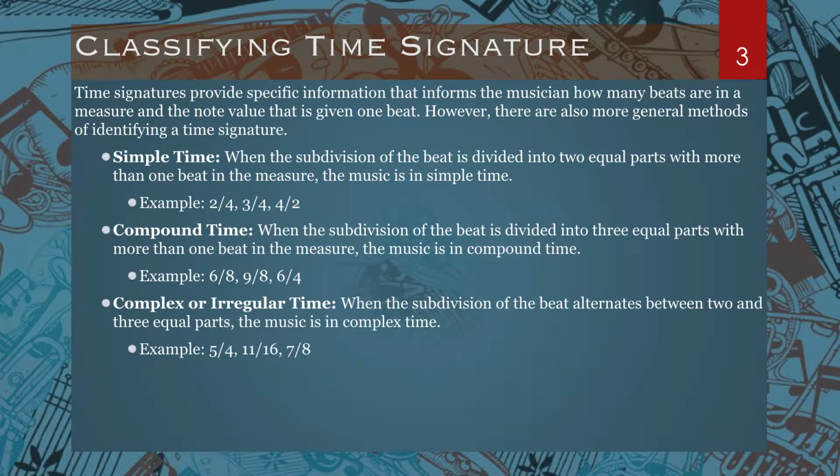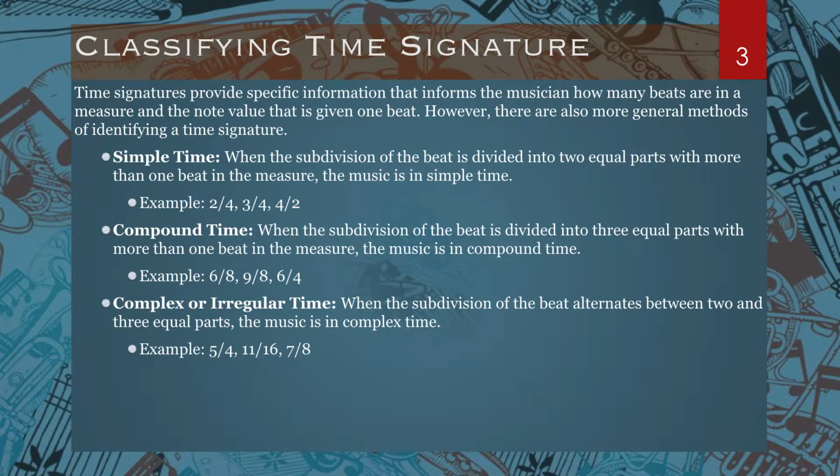When classifying a time signature, we can break it down into three basic categories. You have simple time, compound time, complex or irregular time. Each one of these categories will classify the time signature based on how the subdivision is broken up in the time signature. In general, a time signature provides specific information that informs a musician on how many beats there are in a measure and the note value that is worth one beat.